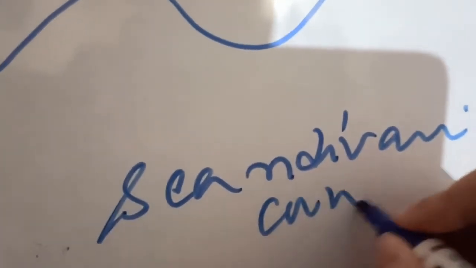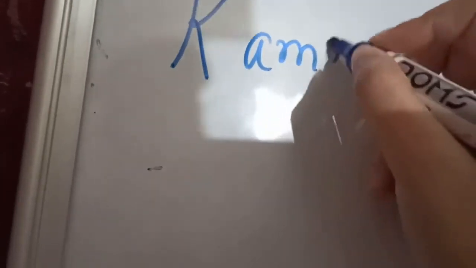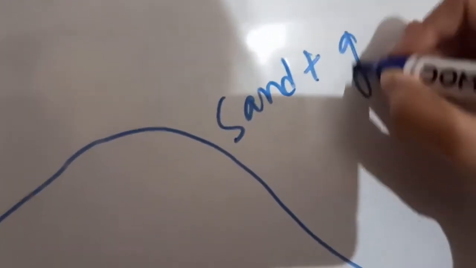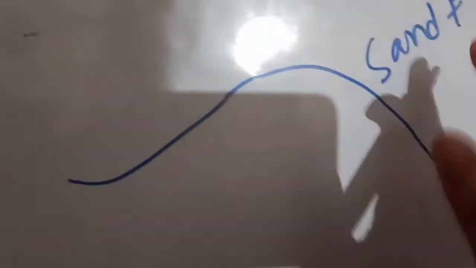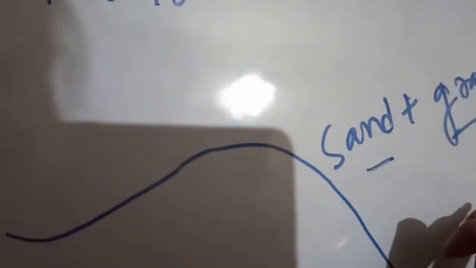Okay, next is kames. So kames are small rounded hillocks that are generally made up of sand and gravel. Okay, they are formed due to the deposition of this sand and gravel by the streams that are coming from the snout of a glacier. Okay, these are mainly found in the outwash plain regions.